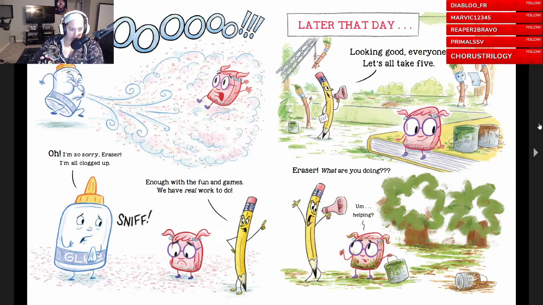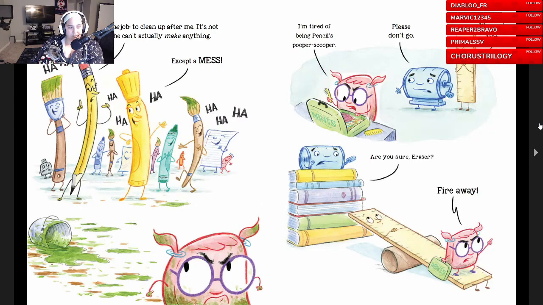Achoo. I'm sorry, Eraser. I'm all clogged up. That's my stuffy nose. Enough with the fun and games. We have real work to do. Later that day. Looking good, everyone. Let's take 5. Eraser, what are you doing? Helping? Eraser has one job, to clean up after me. It's my fault she can't actually make anything. Oh, sorry. It's not my fault that she can't actually make anything. Except that mess.